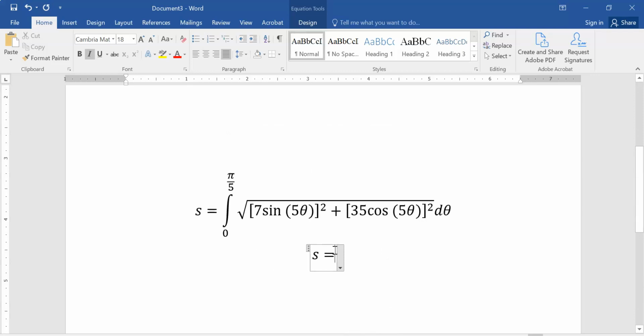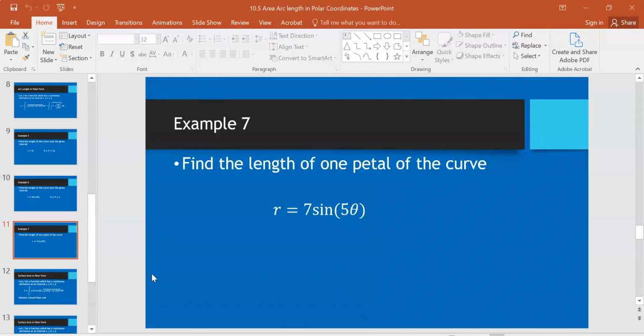Now, when you plug that into your calculator, I ended up with 73.54. Now, is that a nice divisible thing by pi? No, it is not. It's not pi times a whole number or anything like that, like the other two examples were. But that's what we get. It's about 73.54. So that is how to calculate arc length in terms of polar coordinates.